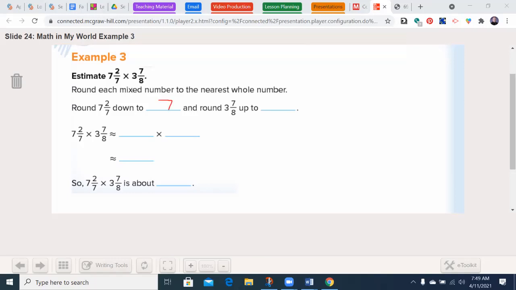Now 3 7/8, it's either going to be 3 or 4. Half of 8 is 4. 7 is quite a bit larger than that, so it's going to round up to 4. So make sure you're writing these in. And now we can multiply 7 times 4, which most of you already have mastered, as 28. So we know that 7 2/7 times 3 7/8 is about 28. Go ahead and write that in, and then we're going to practice next with the guided practice.